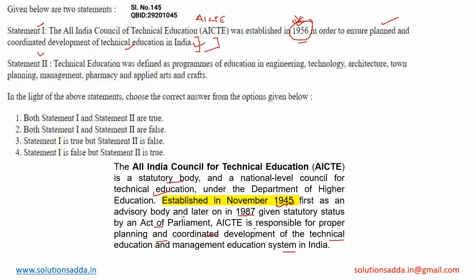So statement 1 is false here. So we can say those options which contain statement 1 is true will be eliminated. And let's read the next statement.